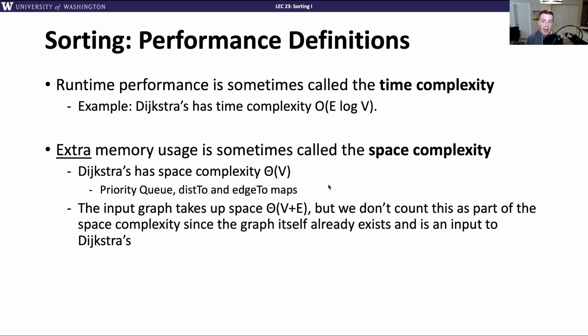And so Dijkstra's has a space complexity of big O of V because we need to make that priority queue that's going to hold at most V elements. And we're going to have that dist map and that edge map. So it's going to use something like O of V space. But we don't count the space of the graph itself because Dijkstra's was given the graph as input. That graph itself takes something like big O of V plus E space, but we don't count that towards the space usage of Dijkstra's because it already had to exist beforehand, before you called the Dijkstra's method. So these are the things we're going to talk about.